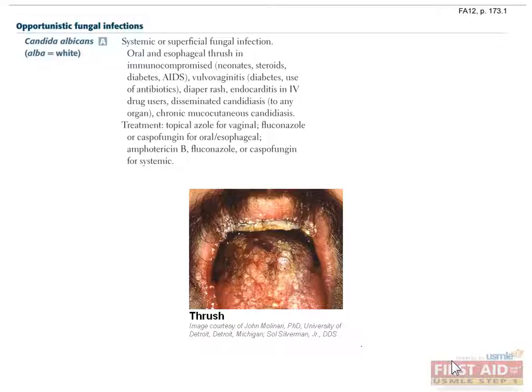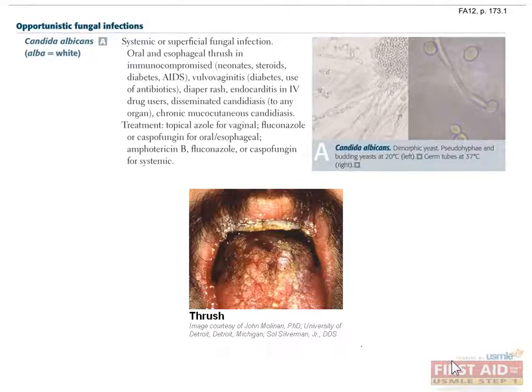Some more serious Candida infections can include disseminated candidiasis to other organs, which usually occurs in neutropenic patients, and chronic mucocutaneous candidiasis, which, as its name suggests, is characterized by chronic Candida infections of mucocutaneous surfaces, such as skin and nails. This is seen in patients with T-cell immunodeficiencies.